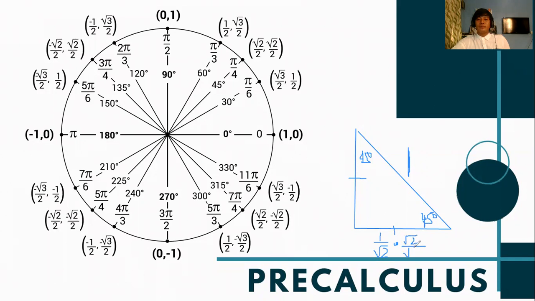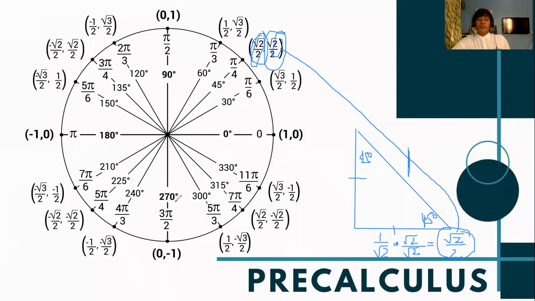Rationalizing, that will be 1 times the square root of 2 over the square root of 2 times the square root of 2, which is 2. So that is how we obtain these values. Because for 45-45 degrees, sine 45 is the square root of 2 over 2, and cosine 45 is the square root of 2 over 2.